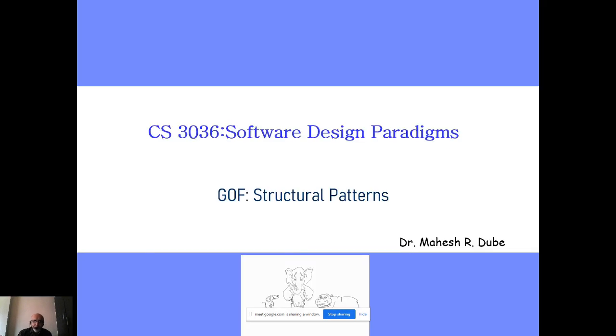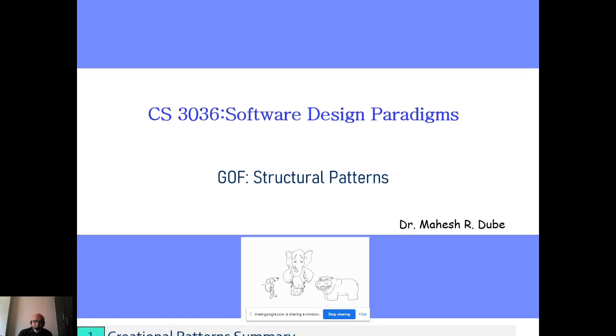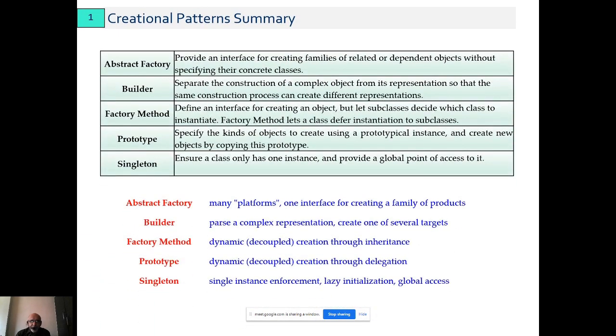Today we will be focusing on the structural patterns. So let's move ahead with the creational pattern summary. We have seen abstract factory, builder, factory method, prototype and singleton. One of the important things was that the design patterns belonged either to class creational or object creational. Class creational means that we are using the principle of inheritance, whereas in case of object creational, you use the principle of delegation.